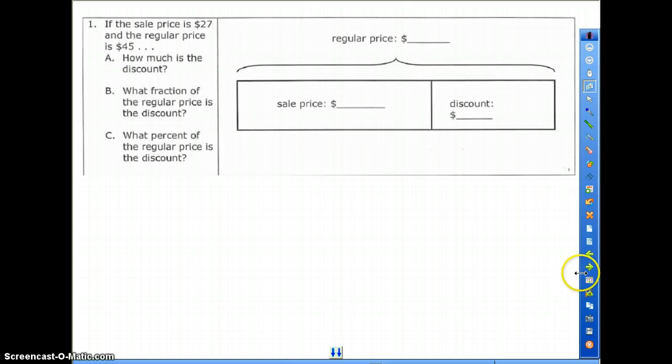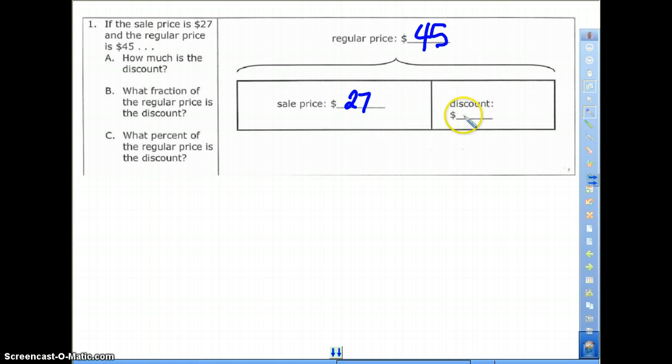Okay, number one. If the sale price is $27 and the regular price is $45, A, how much is the discount? Okay, we've got this diagram here. Let's fill out what we know. The regular price is $45, and that's the length of this entire bar. From here to here, that's worth $45. The sale price is $27.